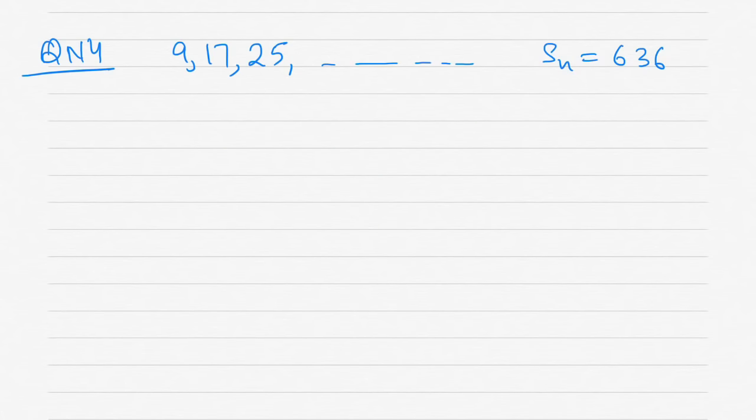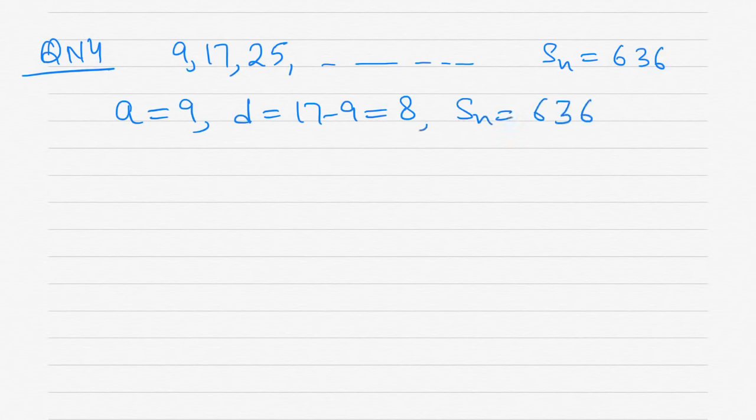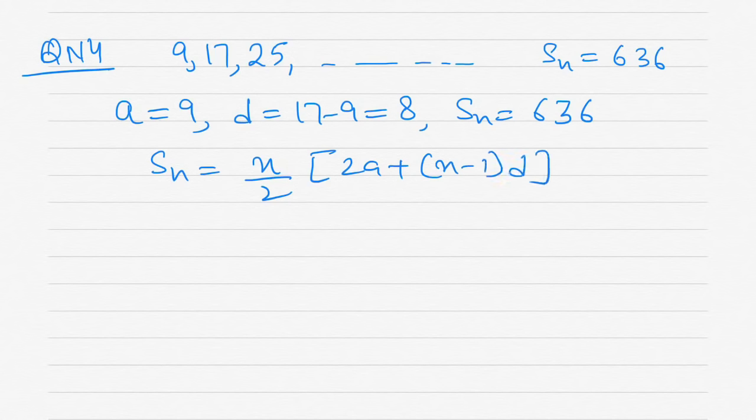Now question number 4 is: how many terms of the AP 9, 17, 25 must be taken so that the sum Sn is equal to 636? Now from the given list of numbers we can write a is 9, common difference d is 17 minus 9, which is 8, and Sn is 636. Let us write the formula for Sn: n by 2 into 2a plus n minus 1 into d.